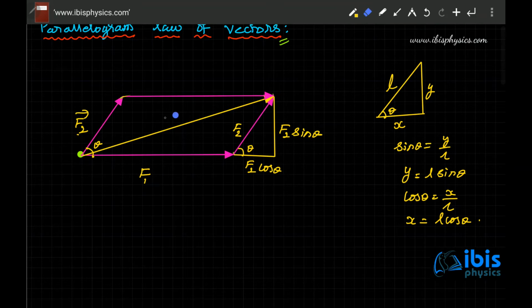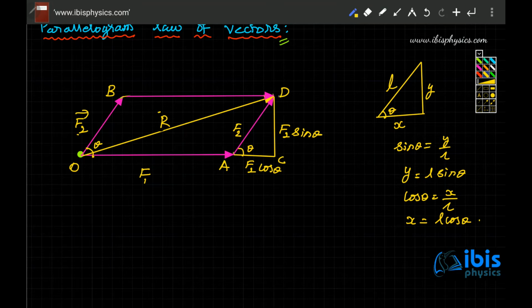Now the resultant vector, let us call it R vector. This R vector is part of this right angle triangle. Let us say this is O, this is A, this is B, let us call this C and D. So you just imagine a right angle triangle OCD, with OC plus CD. The length of this line will be f1 plus f2 cos theta, the opposite side is going to be f2 sin theta, and the hypotenuse is R.